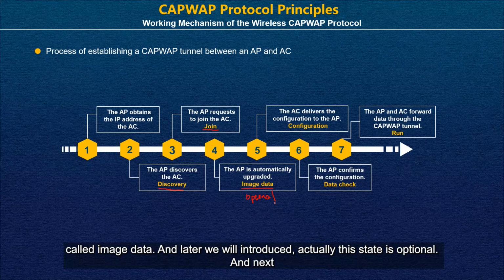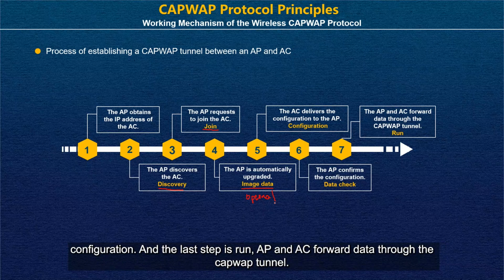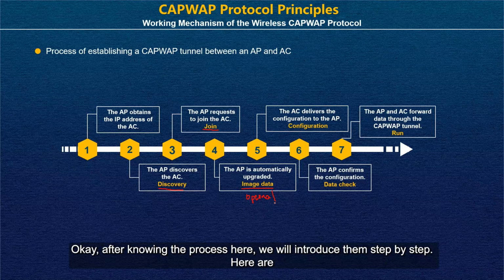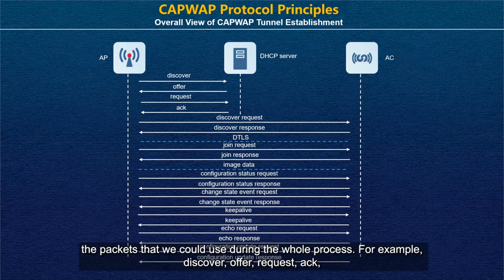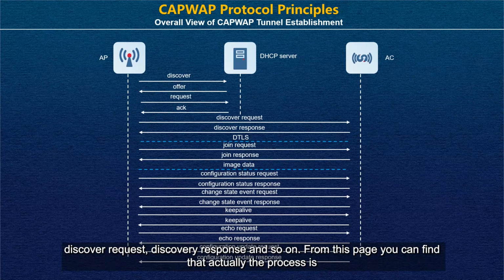Okay, and next is configuration. The AC delivers the configuration to the AP, and then data check. The AP confirms the configuration, and the last state is run. The AP and AC forward data through the CAPWAP tunnel. Okay, after knowing the process here, we will introduce them step by step. Then here are the packets that we could use during the whole process, for example, discover, offer, request, ACK, discover request, discover response, and so on.